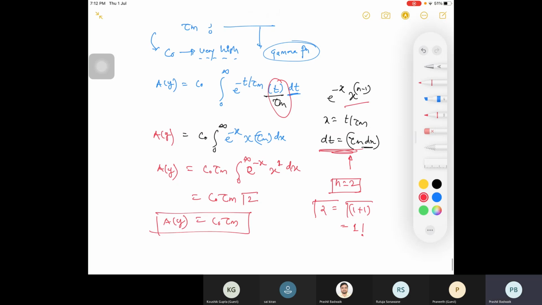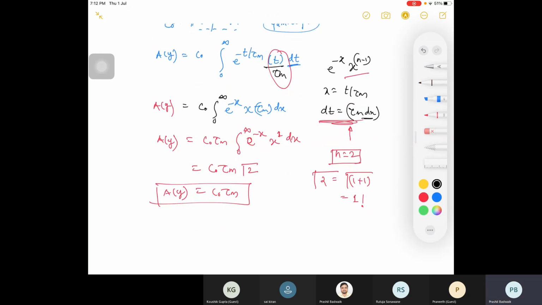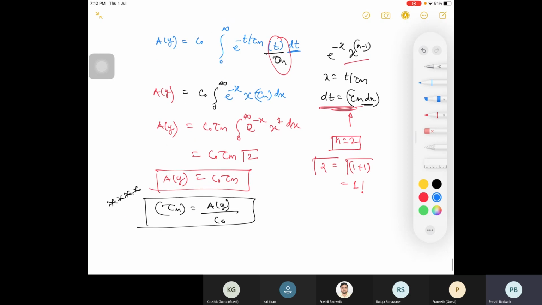Now please find out what is your tau m from this. I'll be having tau m equals area along y-axis divided by C naught. I hope you are clear. Please make it star, the question has already been asked 3 to 4 times. How can you calculate tau m? You can calculate V by V naught, that is V divided by V naught.